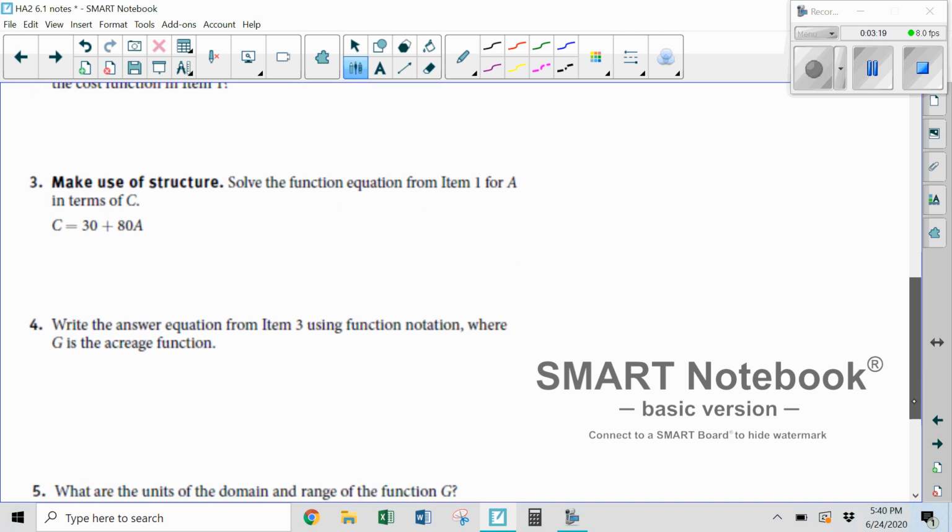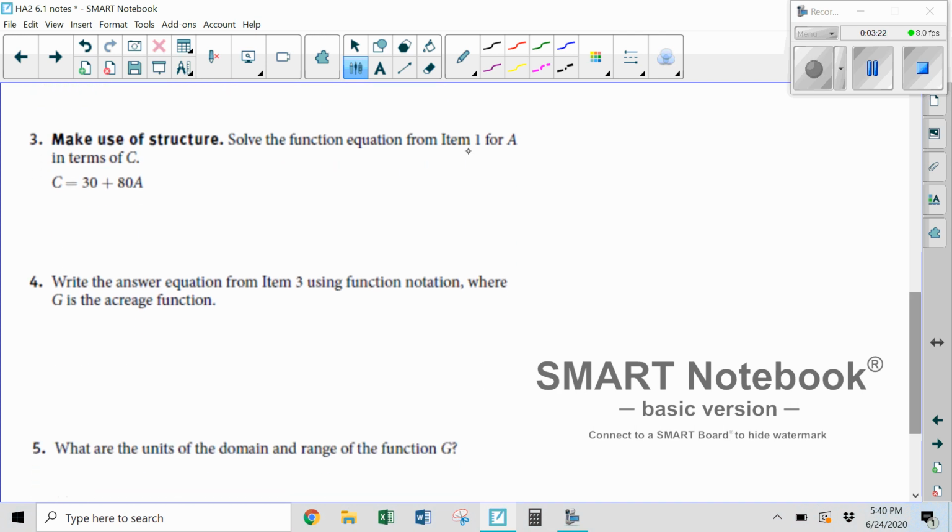So number 3, solve the function, which was listed right here in item 1, for A in terms of C. So it has C equals, we want it to be in terms of A. We want to get A by itself. So to get A by itself, we're going to subtract 30 on both sides. Divide by 80. Now this function, wouldn't you rather I give you the C value instead of the A value? We have just found the inverse. So now the input is now the output.